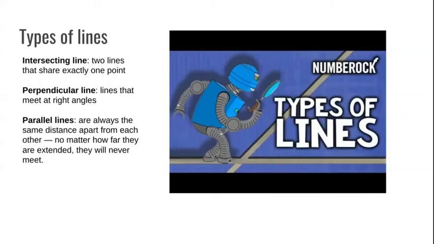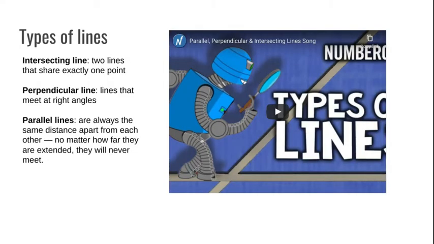But for today, I want to start talking about the types of lines. And this is really easy if you played our game yesterday, because these lines were already in our math game yesterday. So, the first type of line that we're going to be talking about is what's called an intersecting line. An intersecting line is when there's two lines that share exactly one point. So they crisscross and they touch, and there's a middle point, and you'll be able to see what that looks like in a second.